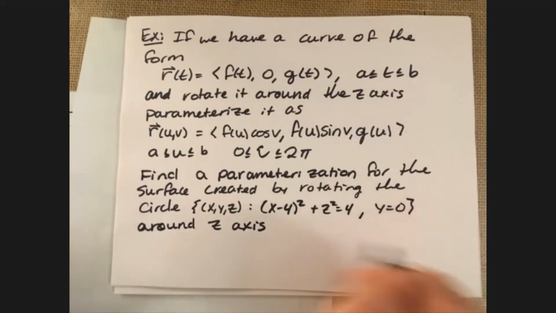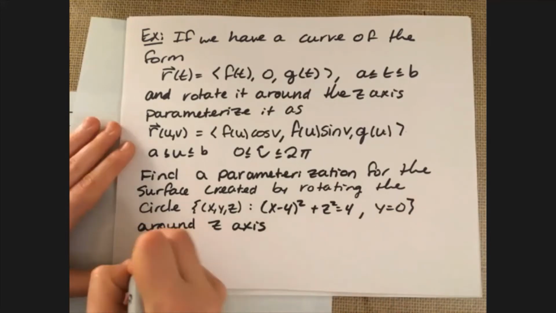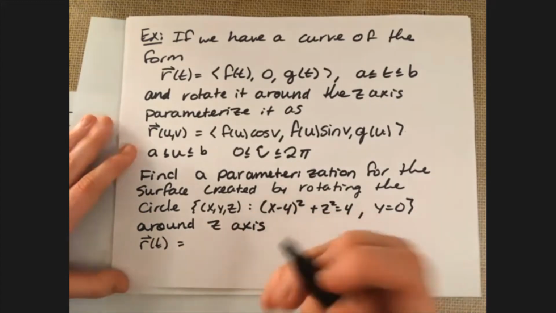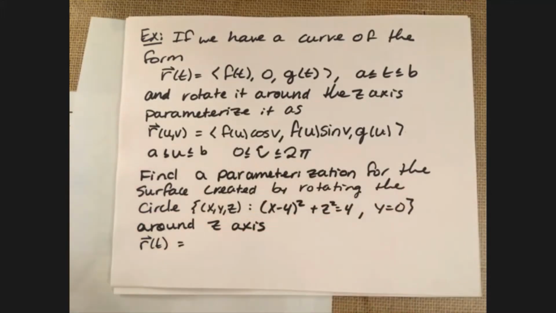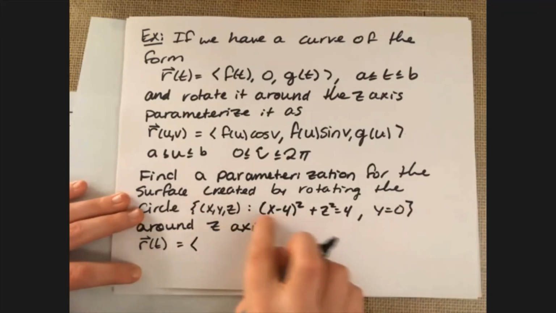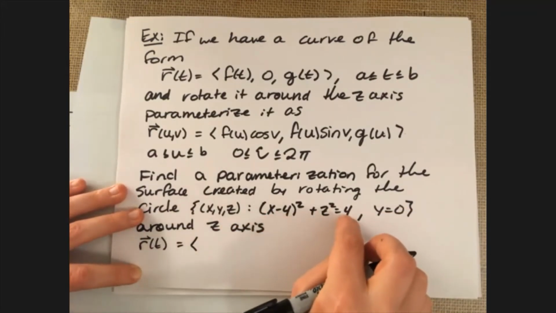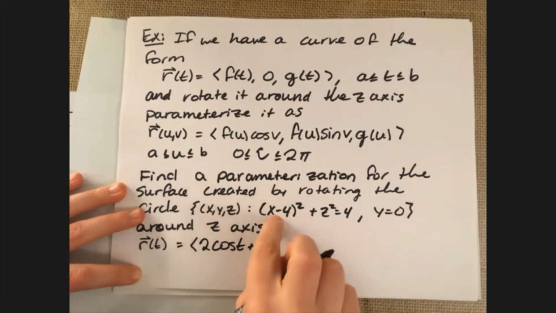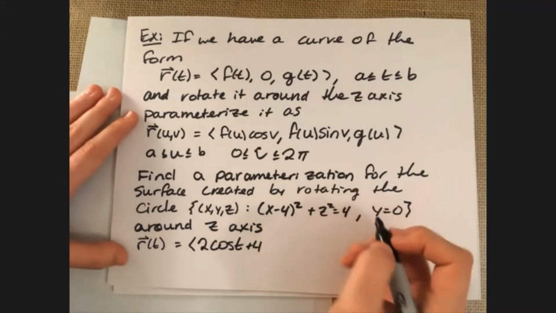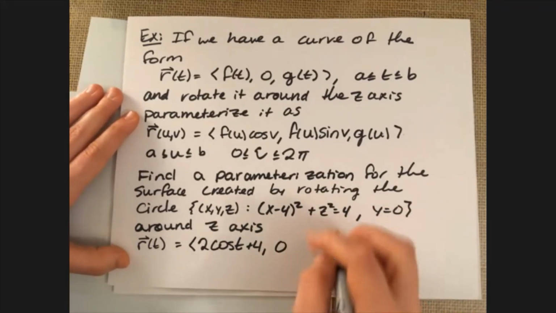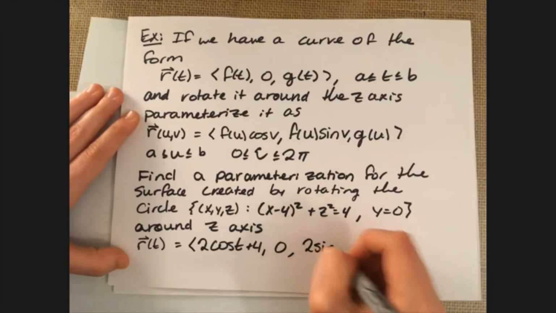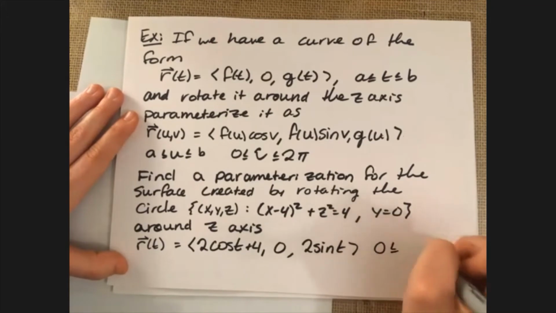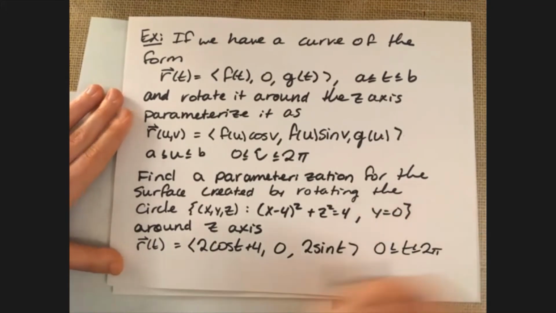Okay, so r of t, since we have a circle in the xz plane, we're just going to parameterize the circle the way we normally do, and then our y component is just 0. So to parameterize the circle, radius 2, cosine of t, and then plus 4 to account for the fact that we've moved it over 4 units, and then 0 for our y component, and then 2 sine of t for my z component there. And because this is a circle, t is going to be between 0 and 2 pi.